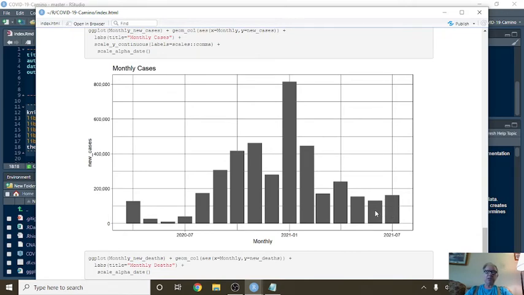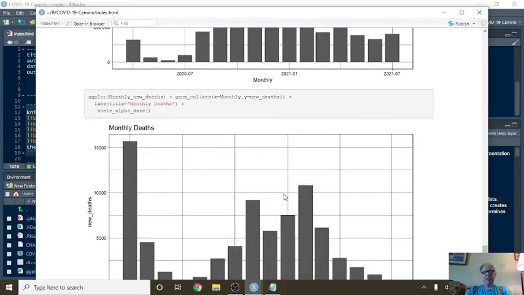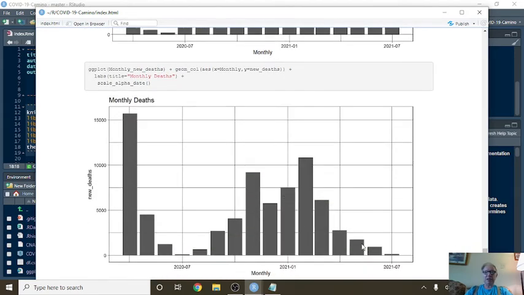You can see June's cases was one of the lowest since all the way back in July of 2020. And deaths, look at this declining pattern in deaths on a monthly basis. So this is the best news.